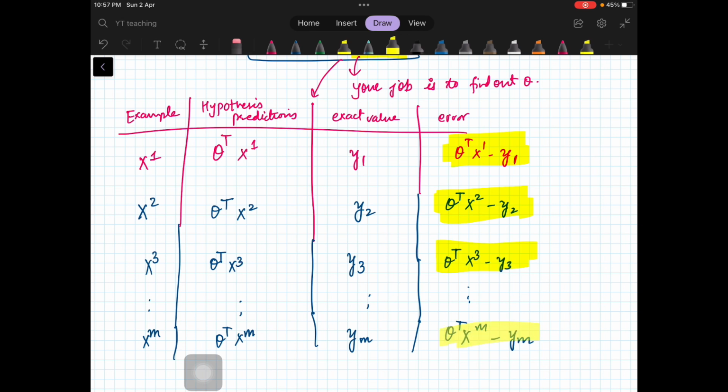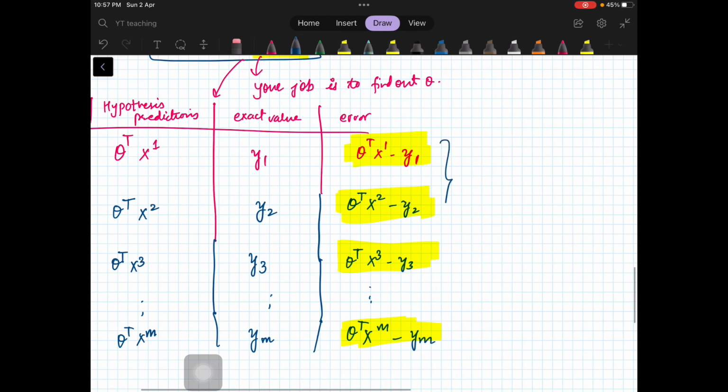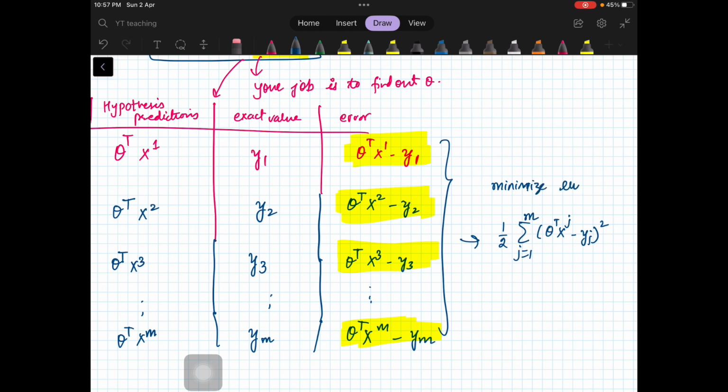So now obviously it should be in your mind that we would somehow try to minimize these errors. That should be our job. And in linear regression they will say, go for this function: 1 by 2 times the sum over j from 1 to m of theta transpose xj minus yj, squared, and minimize it. This is an optimization problem. Minimize this function, and we call it the cost function.